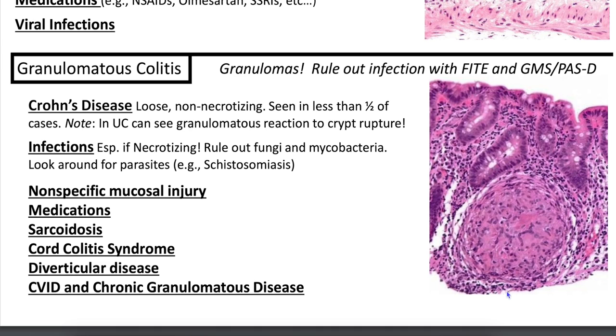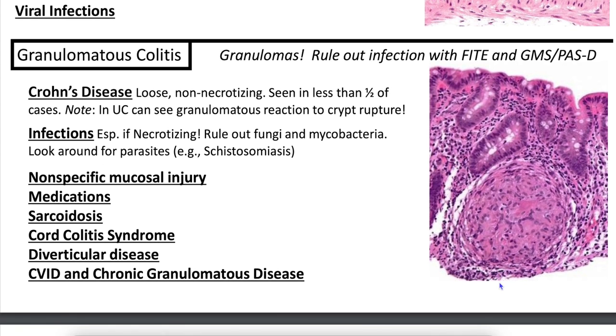Other entities for granulomatous colitis include nonspecific mucosal injury, medications, sarcoidosis, cord colitis syndrome, diverticular disease, CVID, and chronic granulomatous disease.